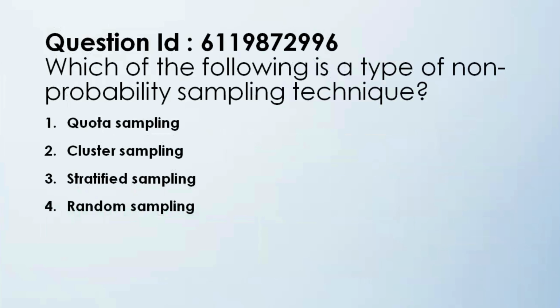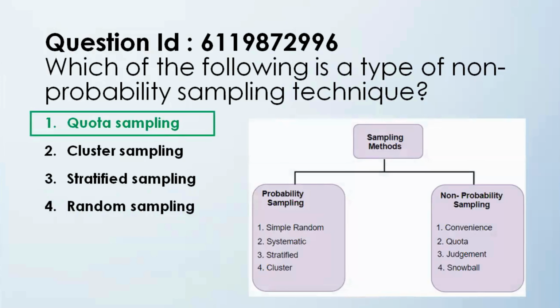Which of the following is a type of non-probability sampling technique? Quota sampling, cluster sampling, stratified sampling, or random sampling. Three of them are probability sampling techniques and one is the non-probability sampling technique. Is it quota, is it cluster, is it stratified, or random? If you have chosen your answer, let's see what the right answer is. It is indeed quota sampling. If you see on the screen, I have presented the probability and non-probability sampling techniques.